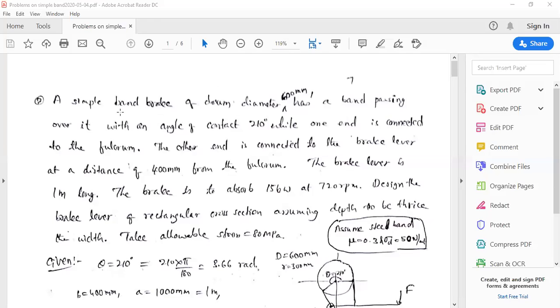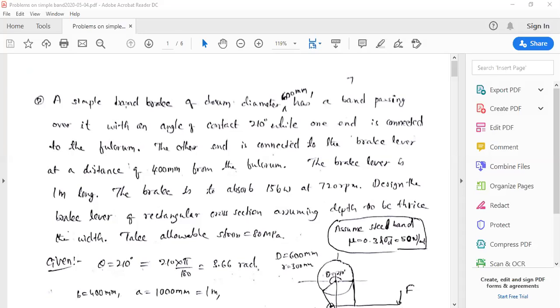So in case of a simple band brake, what happens? One end of the band is connected to the fulcrum point or fixed pivot point, and the other end is connected at any particular point on the lever. Also, we have discussed the design procedure of the simple band brake in the previous session. Now let us take another problem on the simple band brake.